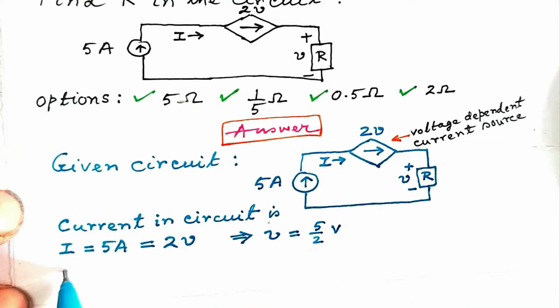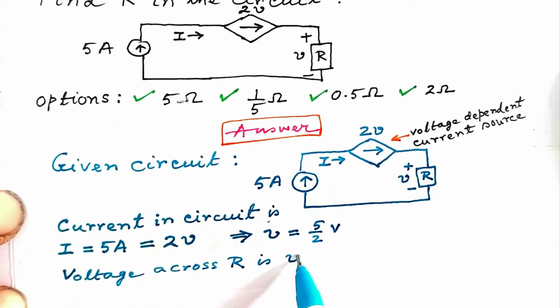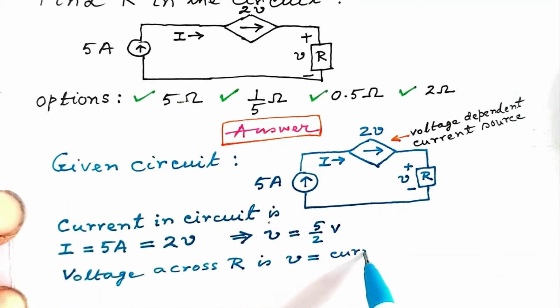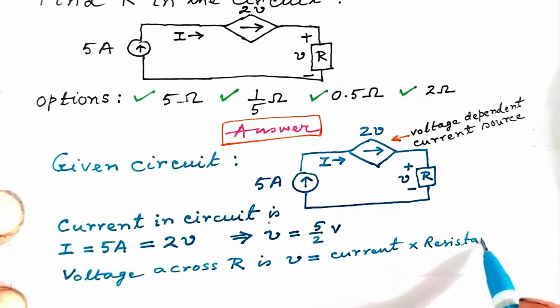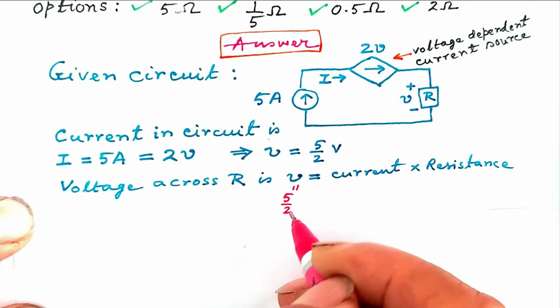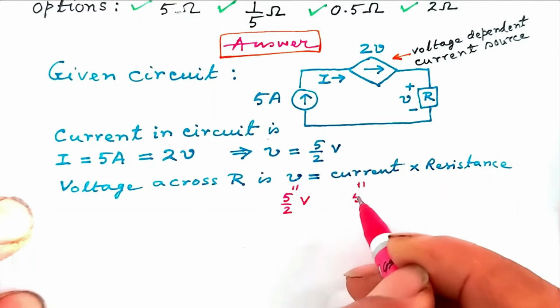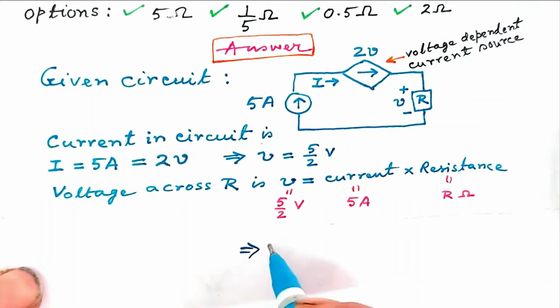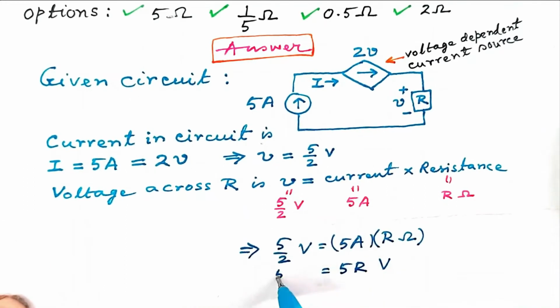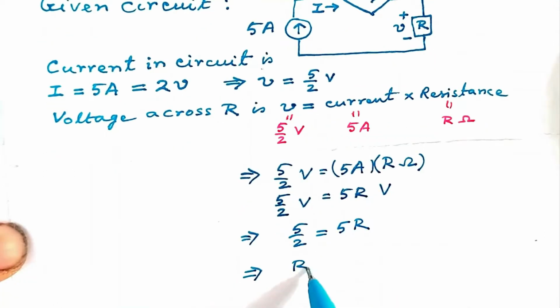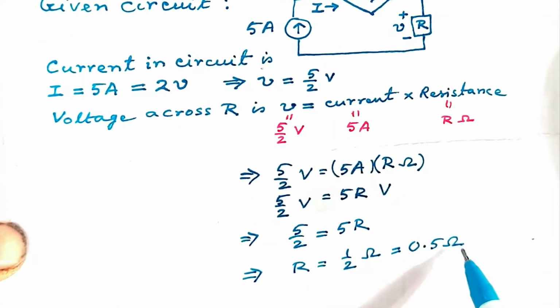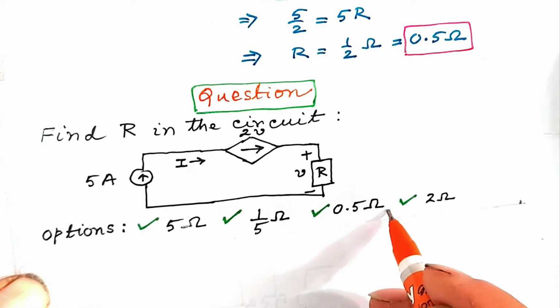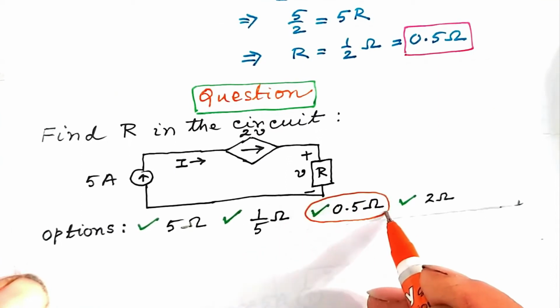So we write 5 by 2 volt. Voltage across R is V, which is by Ohm's law current into resistance. Now V is 5 by 2 volt, current is 5 ampere and resistance is R ohm. This means 5 by 2 equals 5 R, so R is half, that is 0.5 ohm. So this option is acceptable.